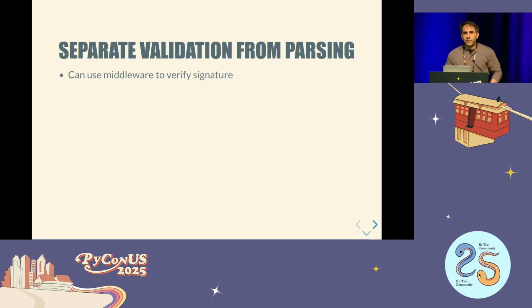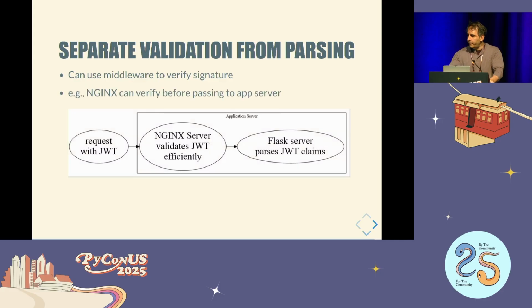Okay, so we've talked about separating authentication from validation, and that gives you a lot of nice features. It's easier to manage keys. You have scalable, serverless, stateless application servers. It's fantastic. But we can even go a step further, which is we can use middleware to verify the signature. And we can separate the validation from the parsing.